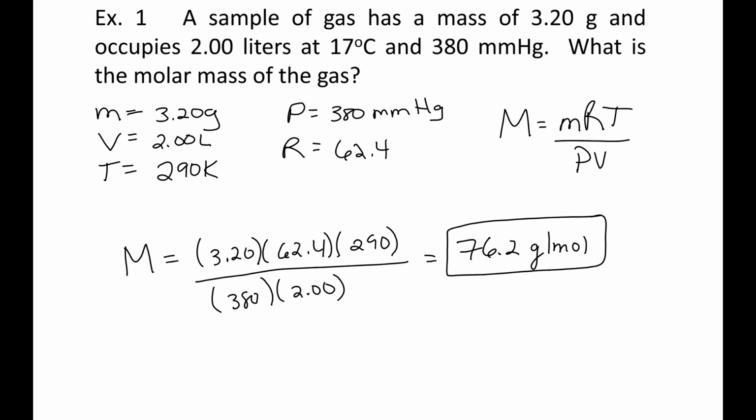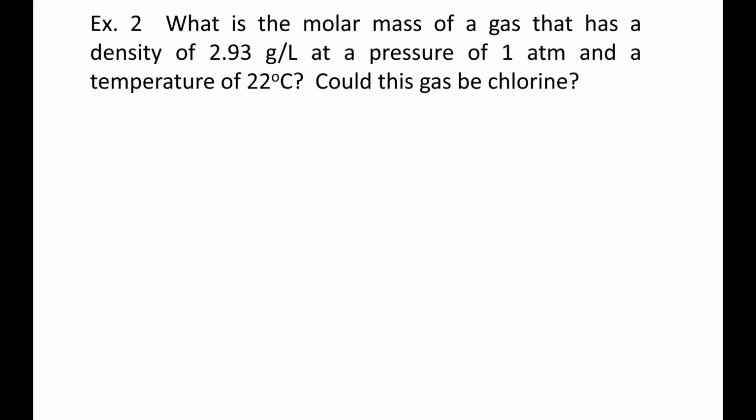Let's try another one. What is the molar mass of a gas that has a density of 2.93 grams per liter at a pressure of 1 atm and a temperature of 22 degrees Celsius? Could this gas be chlorine? Well, before I go any further, chlorine gas is Cl2, which has a molar mass of 70.9 grams per mole. Remember, it's one of the Hofbrinkels, so I know it's Cl2 and not just Cl. So hopefully we get a molar mass close to 70.9. If we don't, then the answer would be no, and if we do, then yes, it could be chlorine gas.